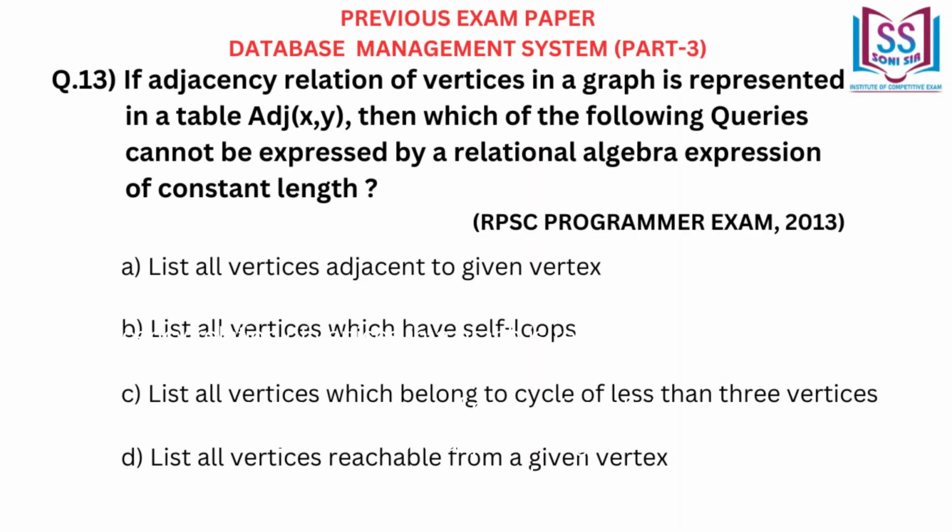If adjacency relation of vertices in a graph is represented in a table adjacent(x, y), then which of the following queries cannot be expressed by a relational algebra expression of constant length? A. List all vertices adjacent to given vertex. B. List all vertices which have self-loops. C. List all vertices which belong to cycle of less than 3 vertices. D. List all vertices reachable from a given vertex. Correct answer D. List all vertices reachable from a given vertex.